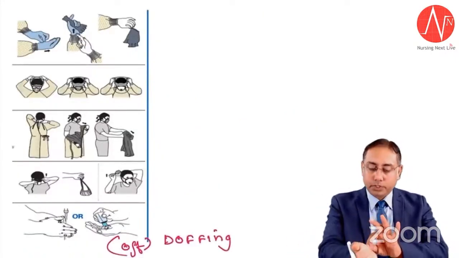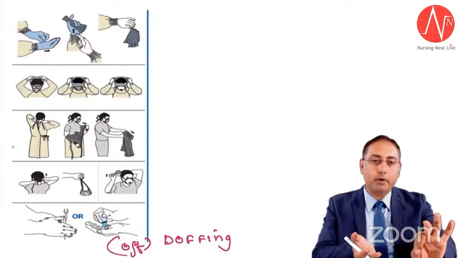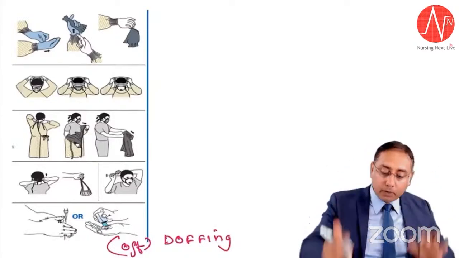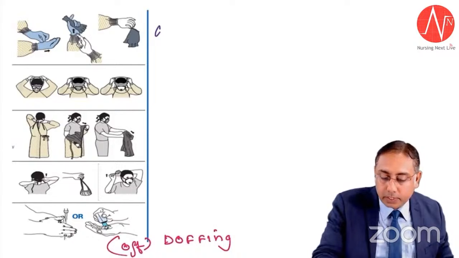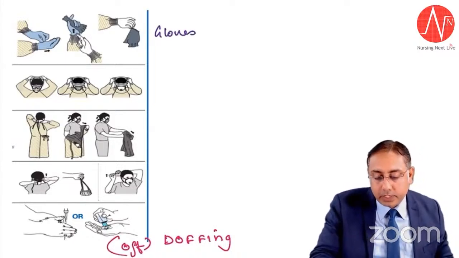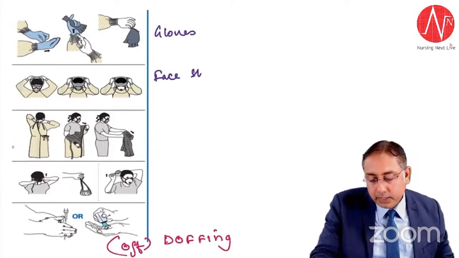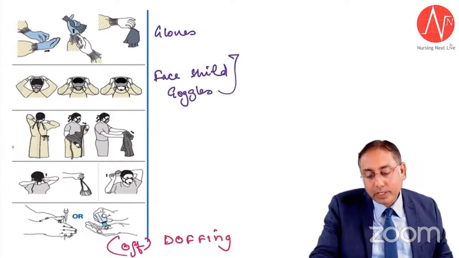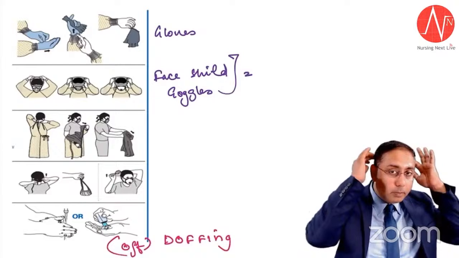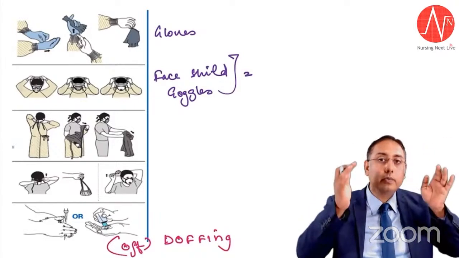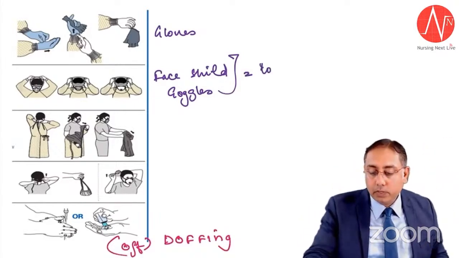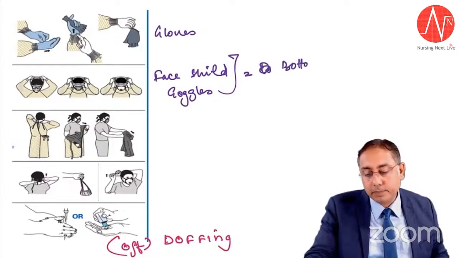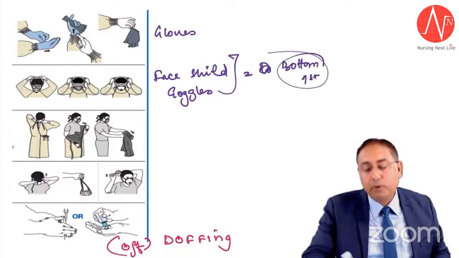So how do you take off? Taking off, first procedure is take off the gloves. Very important. Then you open the bottom. Then you take off the face shield or the goggles or the eye goggles, right? So when you are taking off the eye goggles, which thread to be removed first, the upper one or the lower one? Please note it is the lower first. It is the bottom first.